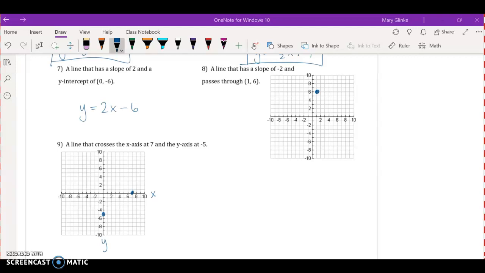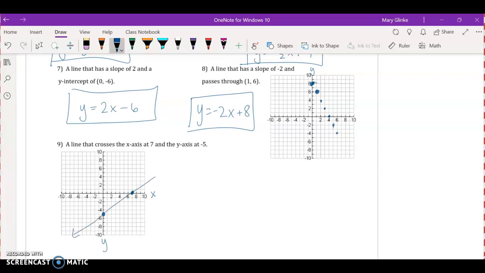So for number 7, you're told the slope and the y-intercept. So your b value is negative 6 and your m value is 2. For number 8, you know your slope is negative 2, but you have to look for your y-intercept. So be careful with this one. Your y-intercept is where it crosses the y-axis. And so your y-intercept, when you work backwards, should be up at 8. So it should be y equals negative 2x plus 8.